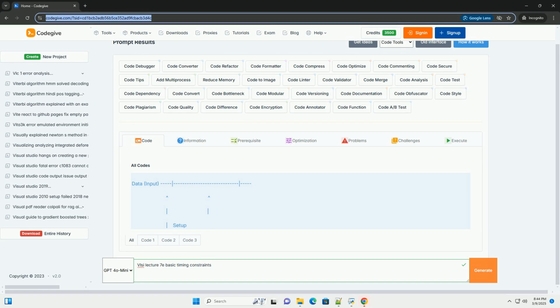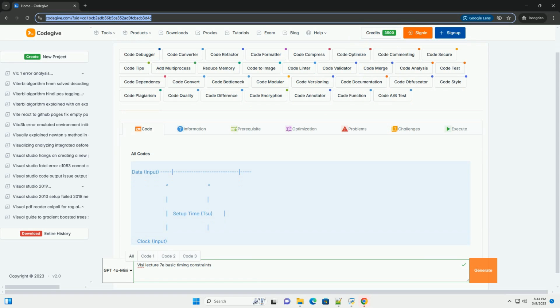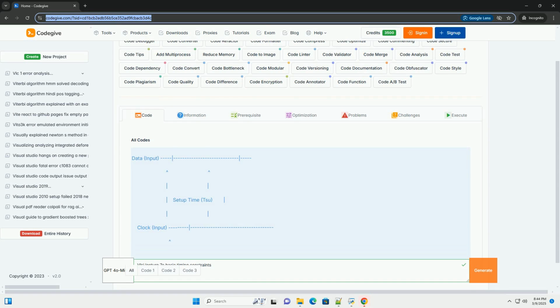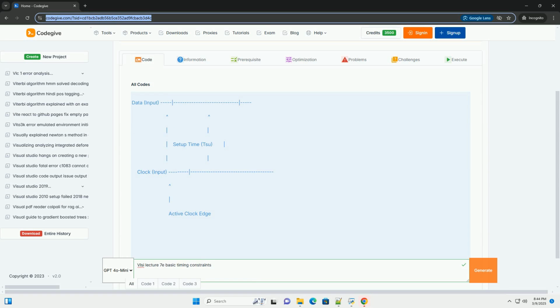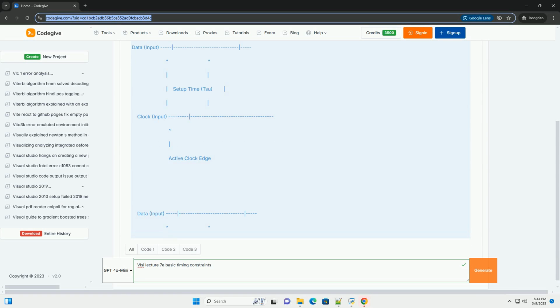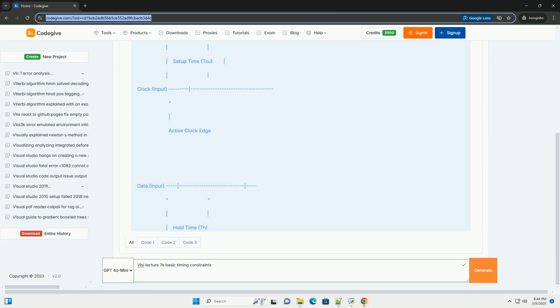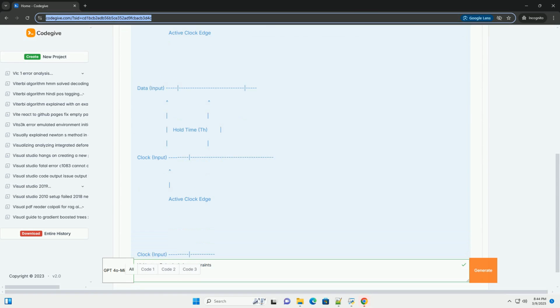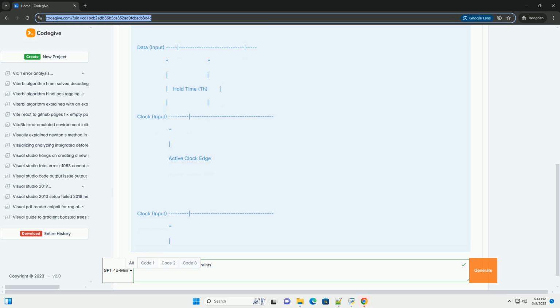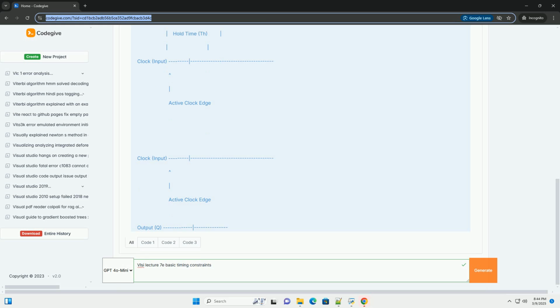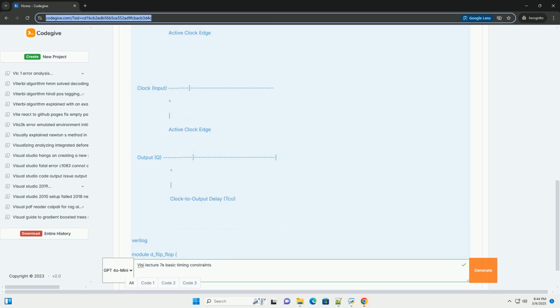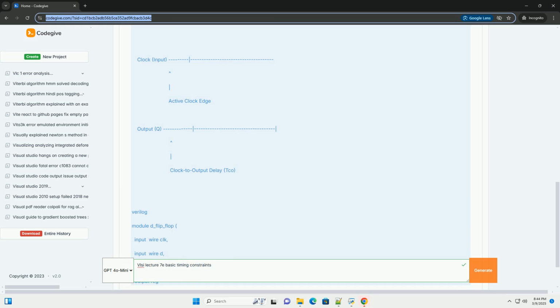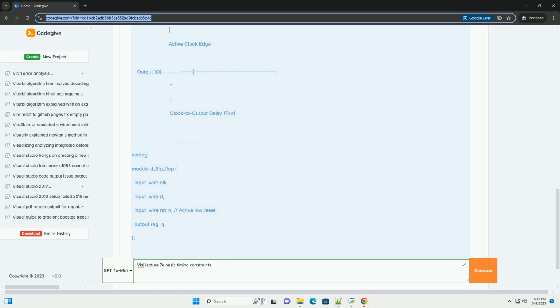OK, let's dive deep into VLSI timing constraints, particularly focusing on setup and hold times. Lecture 7e likely builds upon previous concepts like basic logic gates, sequential circuits, flip-flops, and clocking strategies. We'll cover the core principles, practical implications, and illustrate them with Verilog code examples. VLSI timing constraints, setup and hold times.